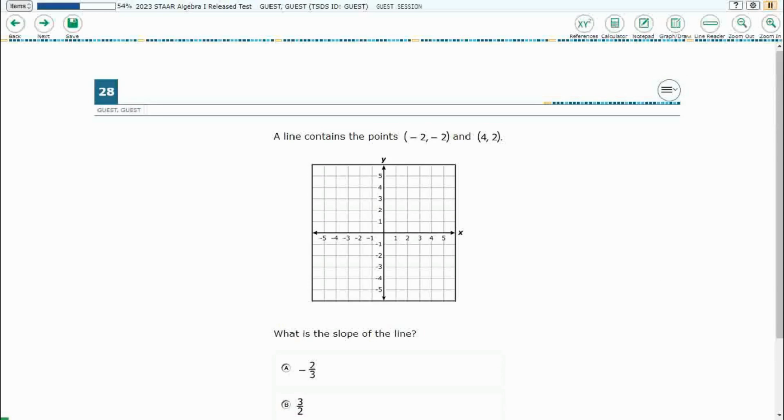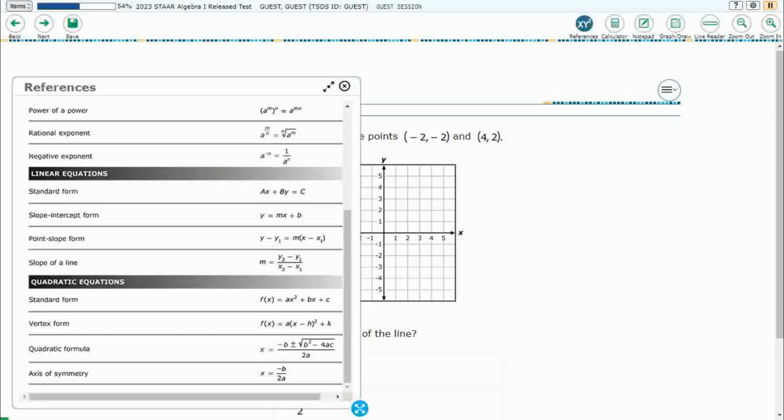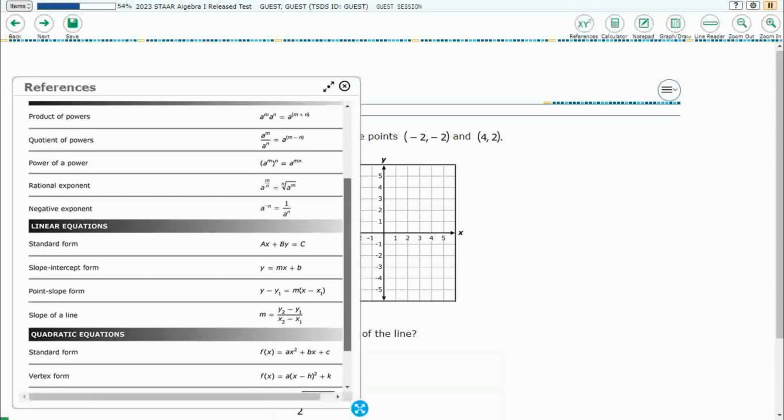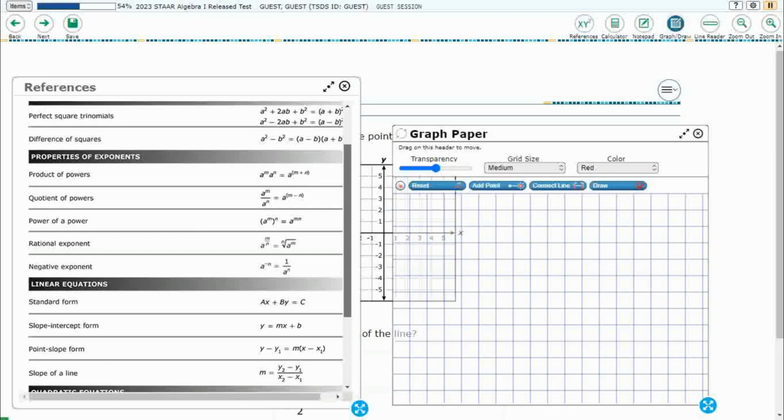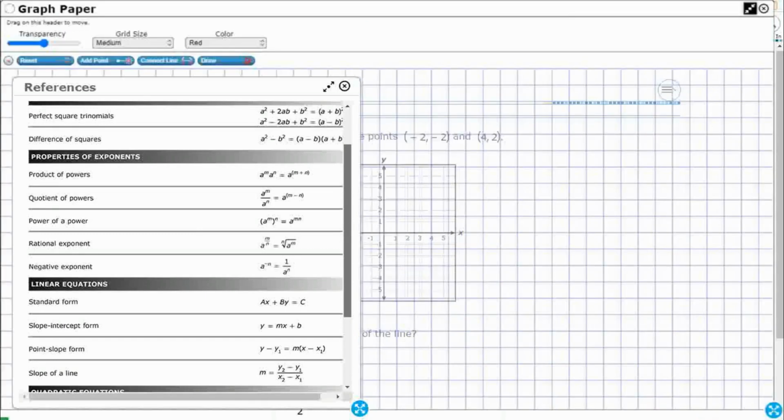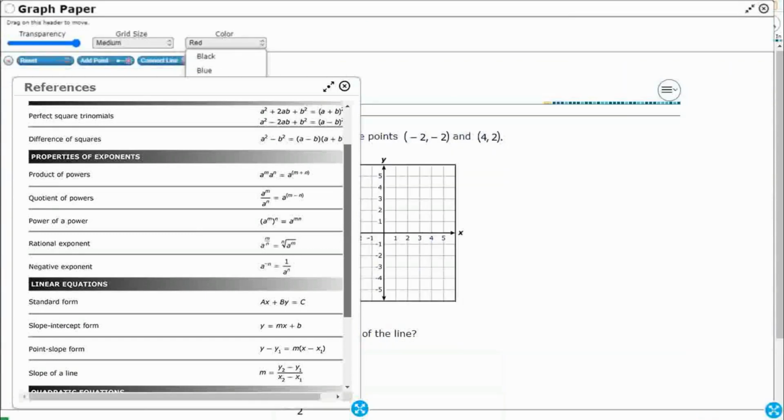So let's go to our reference material to double check. Look at our linear equations. Slope of a line, I'll put it right there at the bottom of the page. That's what we need. As long as students follow that format right there, we should be good to go.